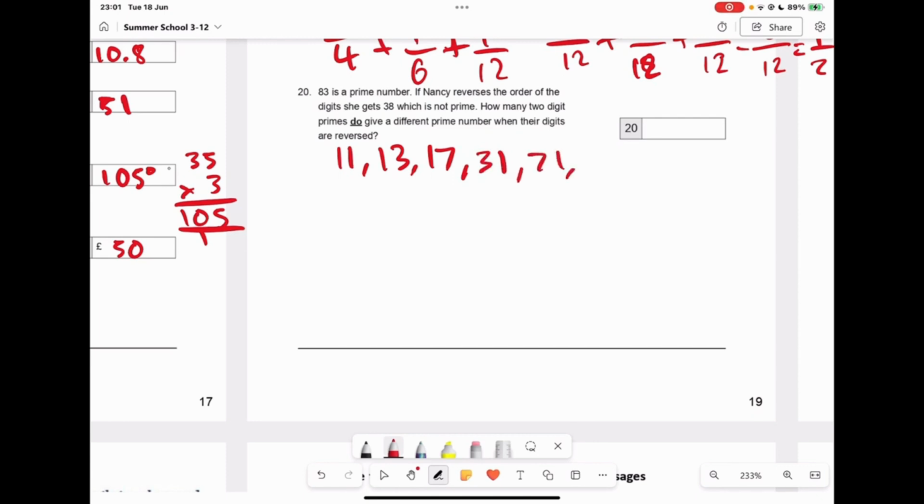And then we also have 33, 34, 35, 37, 37 and 73. 1, 2, 3, 4, 5, 6, 7.